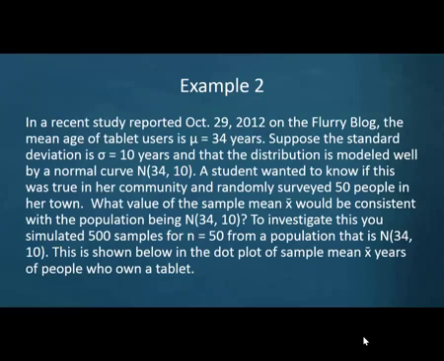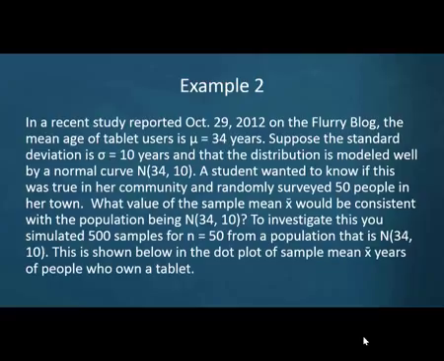Example 2. In a recent study reported October 29, 2012 on the Flurry blog, the mean age of the tablet users is 34 years. Suppose the standard deviation is 10 years and that the distribution is modeled well by a normal curve, in parentheses 34, 10. A student wanted to know if it was true in her community and randomly surveyed 50 people in her town. What value of the sample mean x bar would be consistent with the population being N(34, 10)?